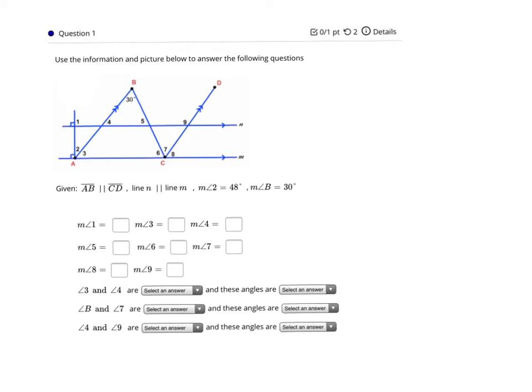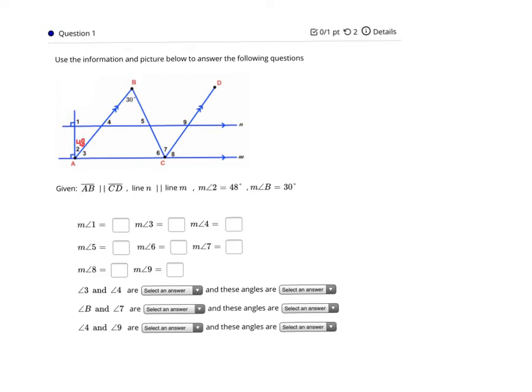Okay, we're going to take a look at question number 1, and I'm going to start off by looking at the given data. It tells me that line AB is parallel to line CD and line N is parallel to line M. The measure of angle 2 is 48. So I'm going to write 48 in for angle 2 right there. And the measure of angle B is 30, and that's given for you in the diagram.